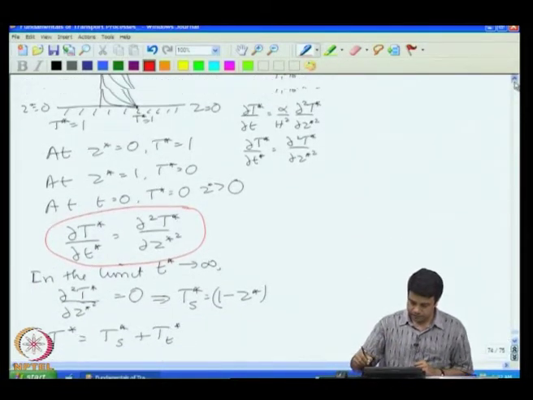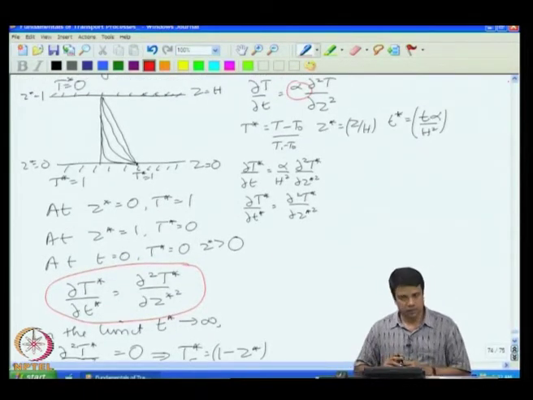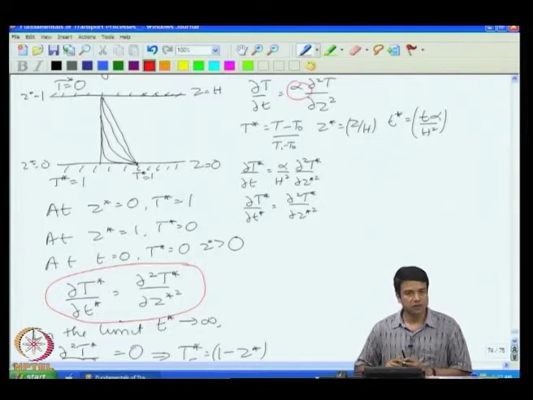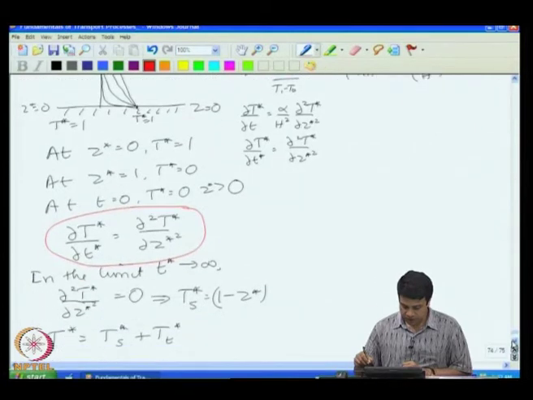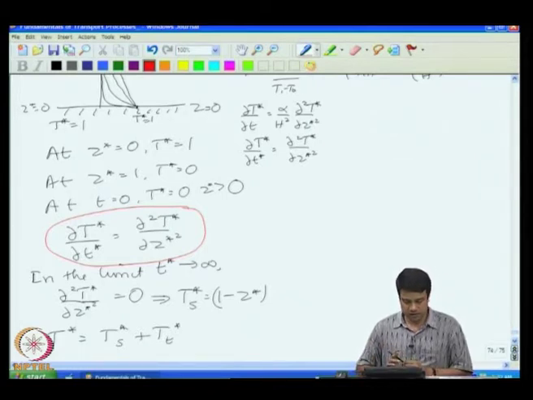Now, in the limit as time goes to infinity, I would expect to have a linear temperature profile. We had already solved that linear temperature profile about 3 lectures ago. In this particular case, a linear profile that varies between 1 at the bottom and 0 on top is 1 minus z star. So, d square T by d z star square is equal to 0, and I get the steady temperature profile as 1 minus z star.